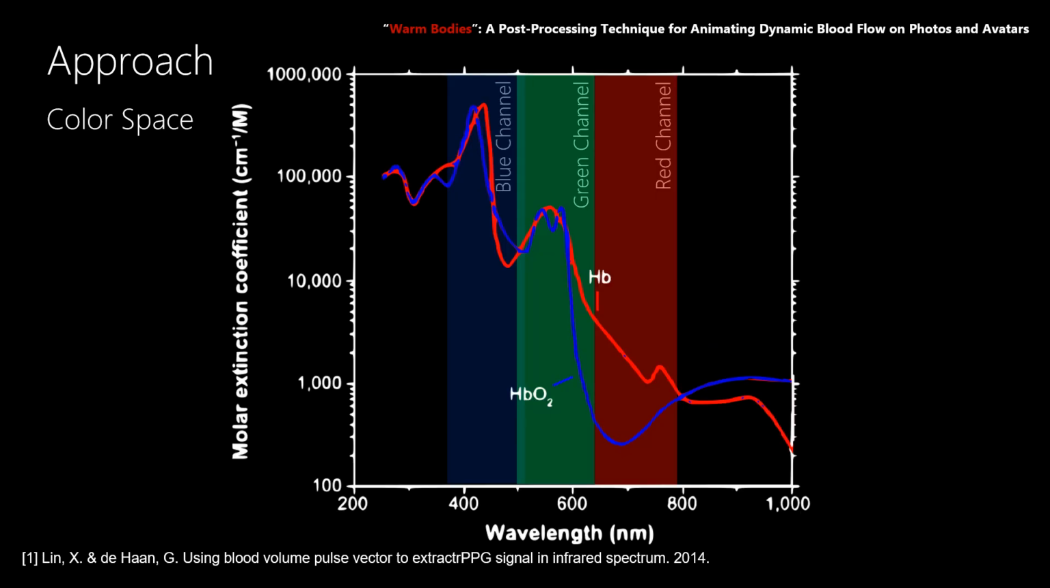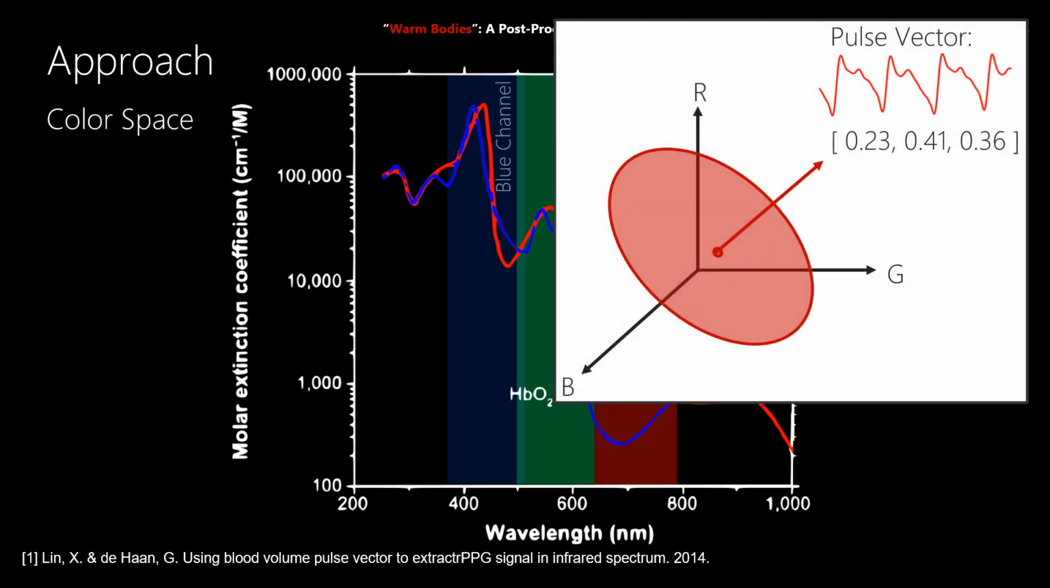The different color channels of a video frame are impacted differently by blood flow. Using data from the hemoglobin absorption spectra and empirical evidence of the strength of the pulse signal in each color channel, we create a color space vector for the pulsatile signal.